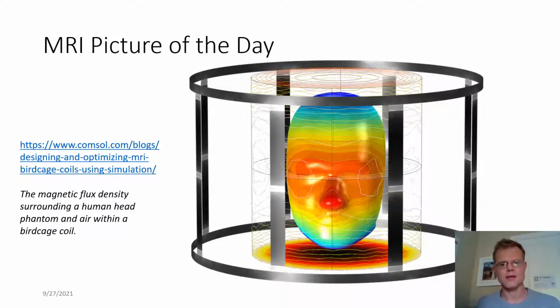And then in the center, this is a simulation depicting the expected magnetic flux density within a human head with the tissue properties of a human head, showing the variation in the magnetic field that can be created by such a birdcage RF coil. So hopefully some of that will make more sense as you go through some of the material in this lecture.